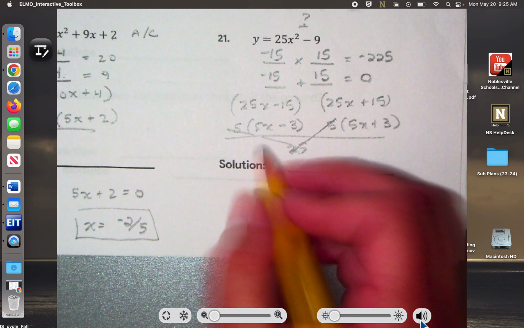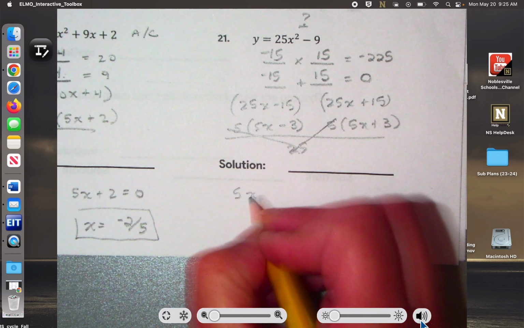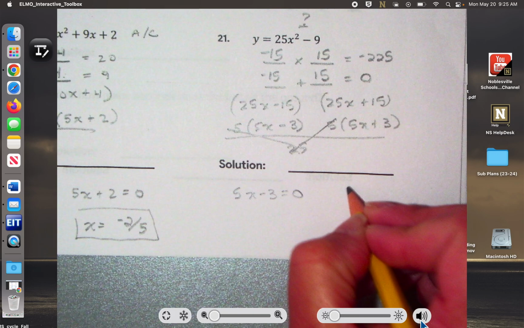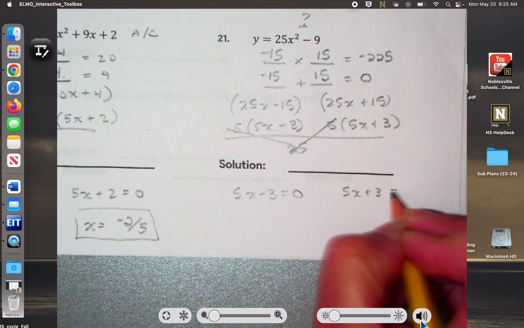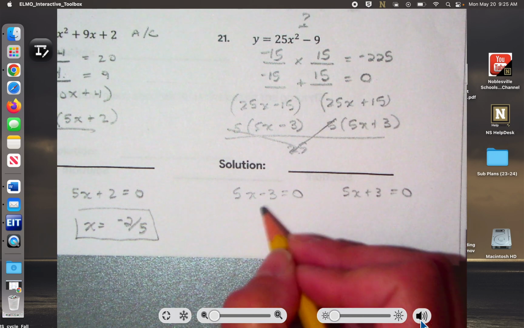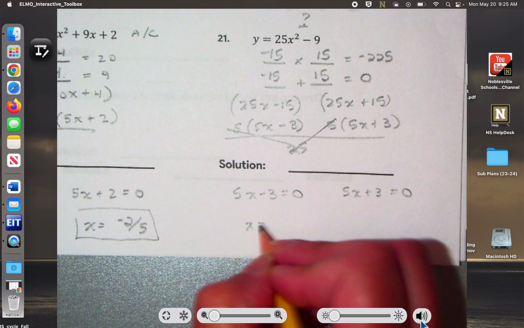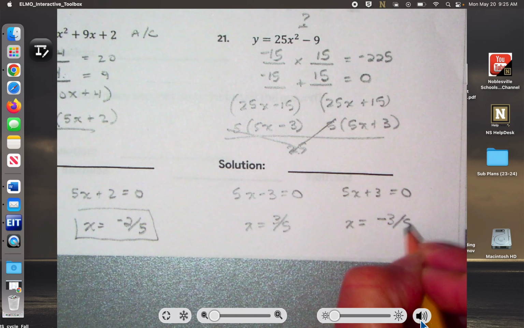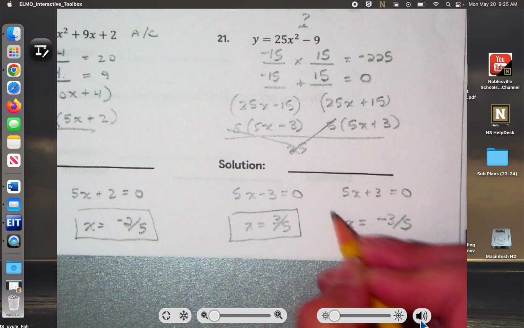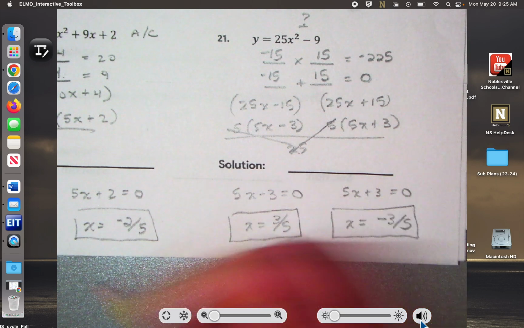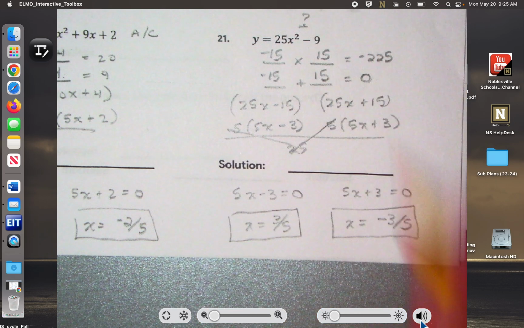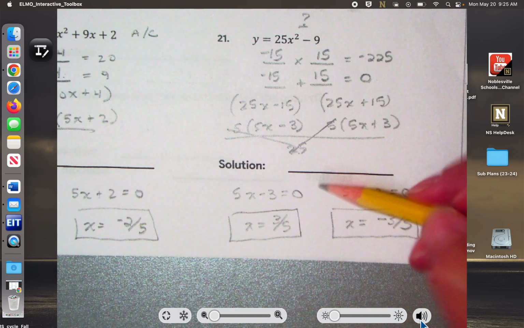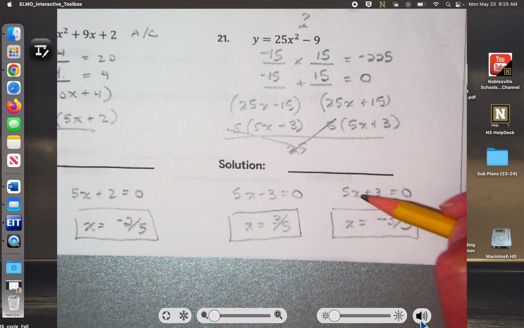So now I have these two quantities down here. So I have 5x minus 3 equals 0, 5x plus 3 equals 0. Once I would add and then divide, I would get x equals 3/5 and x equals negative 3/5. Those would be my two x-intercepts of my parabola. That's where the actual curve of the parabola would cross the x-axis.